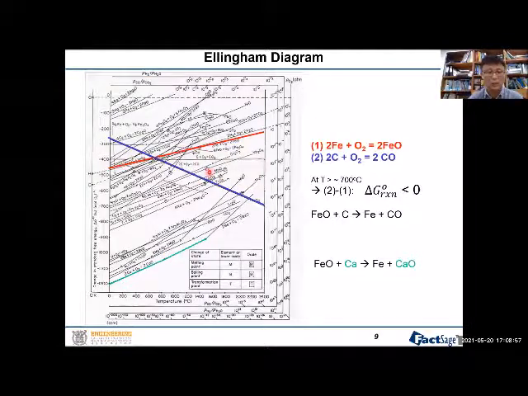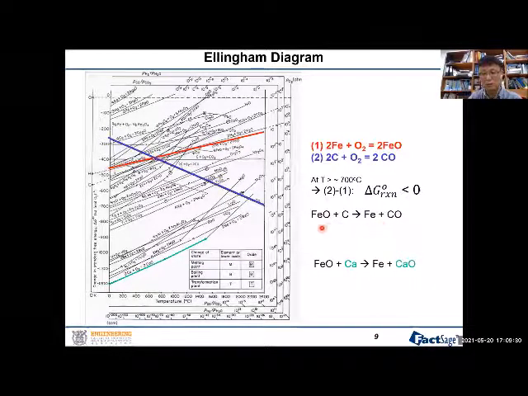So one of the reactions we can consider is this. Let's assume we have 2 moles of iron reacting with oxygen to become iron oxide. So this is this graph. And then we have 2 moles of carbon reacting with oxygen to become 2 moles of CO gas. That corresponds to this one. So if you combine these two equations together, we can get this one: iron oxide plus carbon becomes iron plus CO gas. Can this chemical reaction go in the forward direction or not? That's determined by the Gibbs energy of reaction.